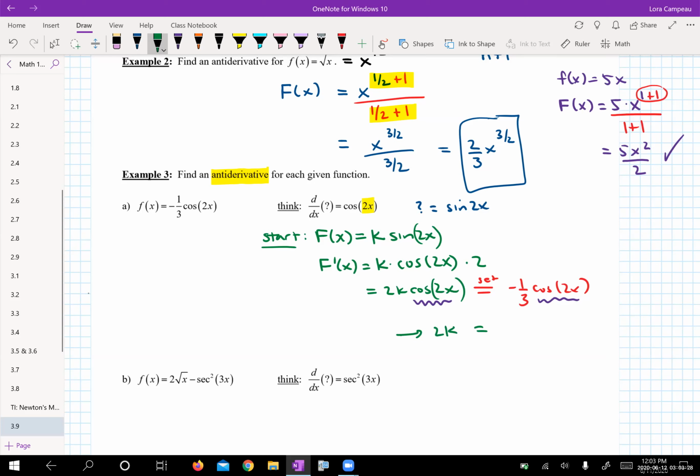So we get 2k equals negative 1/3. And then if we solve for k, we multiply by 1/2 on both sides. So we should get k equals -1/6. So if I'm now going back to my original starting point, k gets replaced with -1/6, and we end up having sine of 2x as the rest of the antiderivative.